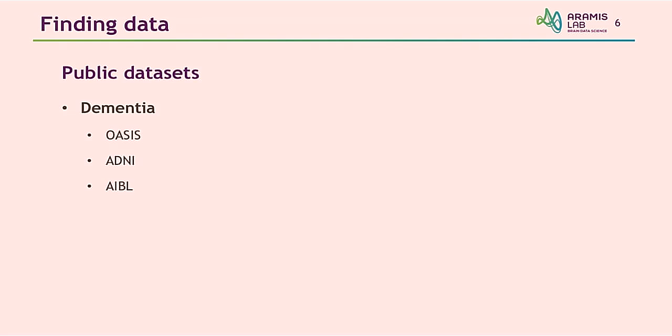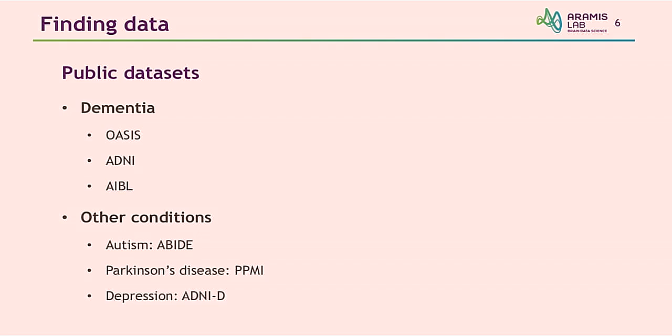So our first question: where do I find data? Well, it might be an obvious one to some of you, I hope most of you, but you can use public data sets. And there are many public data sets. For example, for dementia, you have these three that are probably the most famous, but you also have data sets for other conditions.